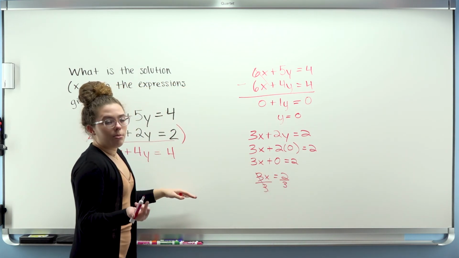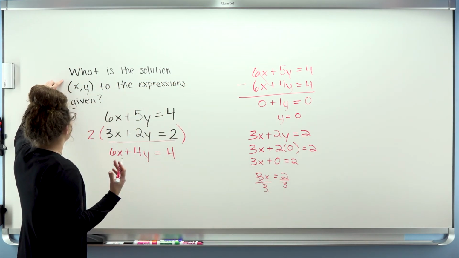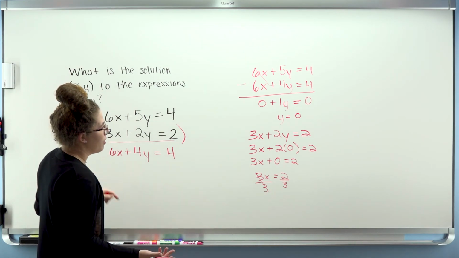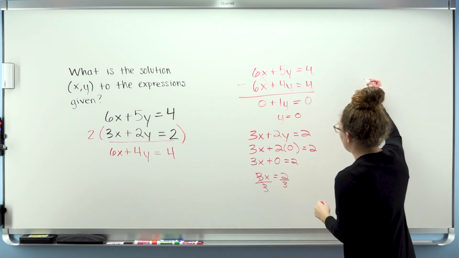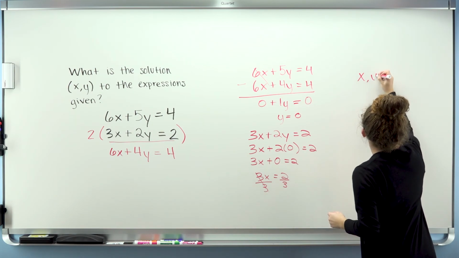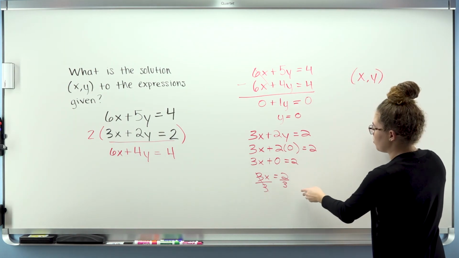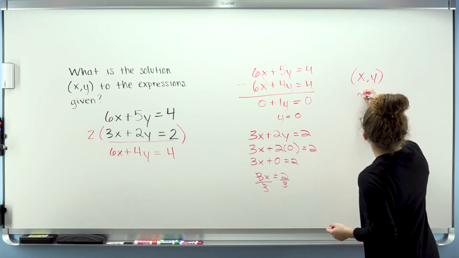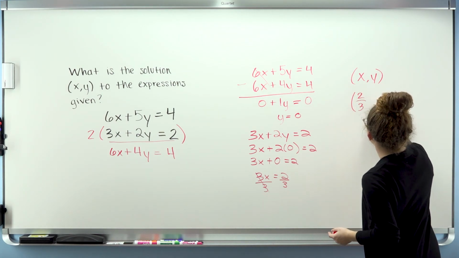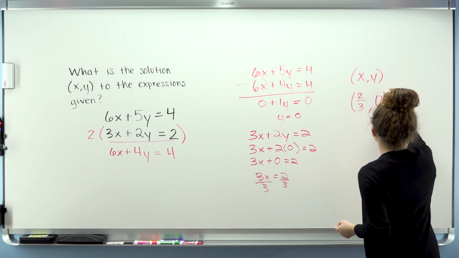So now again, because I wanted this in our coordinate form, x comma y, we'll just say x comma y, and we'll fill in our values. So our x was 2/3, and our y was 0.